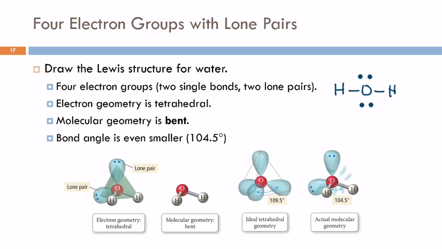So electron geometry is tetrahedral. That's based on the number of electron groups. The molecular geometry is bent. Any questions? 104.5. Yep.